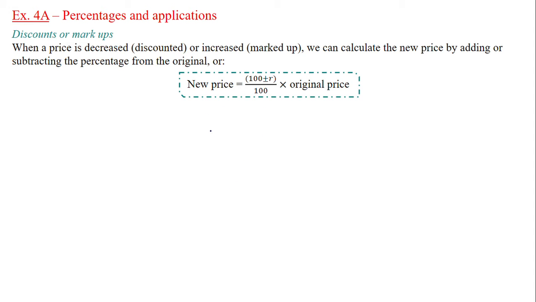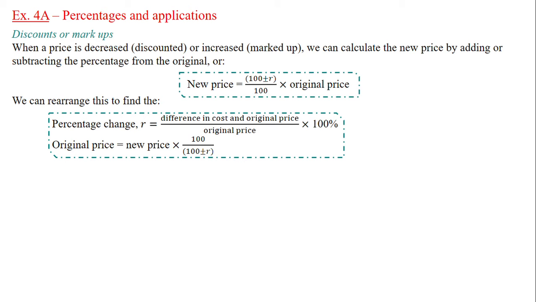So when a price is decreased or discounted, or increased, which we call marked up, we can calculate the new price by either adding or subtracting, which you'll see here in this little plus minus, the percentage from the original. So on the screen now in the box, you see new price equals 100 plus or minus R divided by 100. So this converts the increase or decrease percentage amount to a percentage, and then we multiply that by the original price. You have worked with this particular formula for at least the last 3 years, so it shouldn't be anything new. Okay, but it is there on the screen in case you should need it.